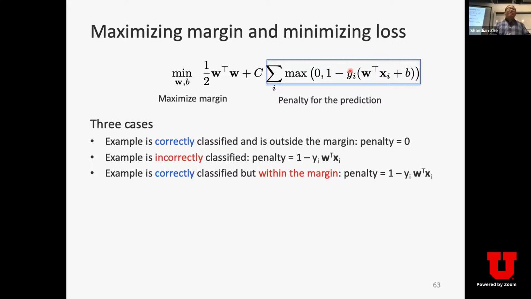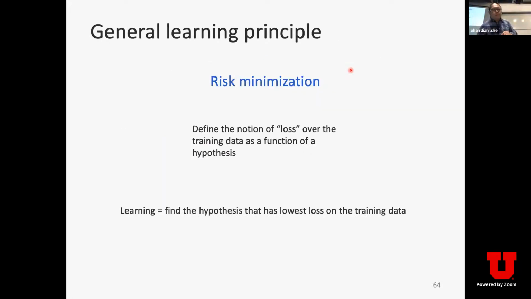And then it brings a question. Can we define a general structure of your loss function design? And yes, we can extend to the so-called general learning principle. The first learning principle is called risk minimization. So what does it mean? We define the notion of loss over the training data as a function of a hypothesis. In other words, our loss only contains the term that fits the data. And the training is to find a hypothesis which has the lowest loss on the training data. One example is the least mean square for linear regression. We only minimize the loss to make our model fit the training data as well as possible.